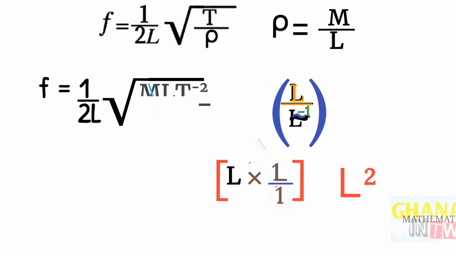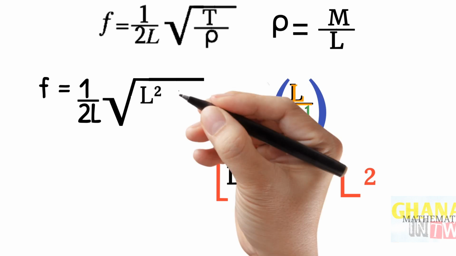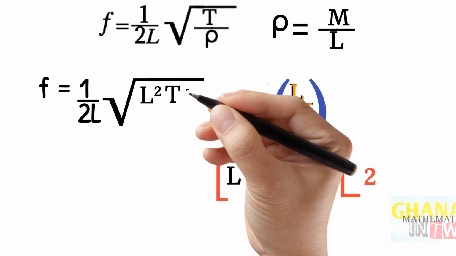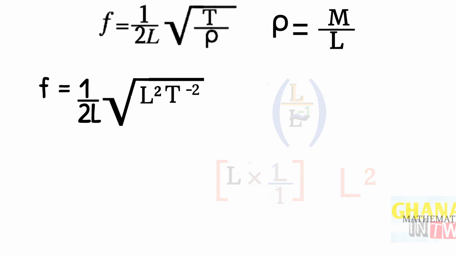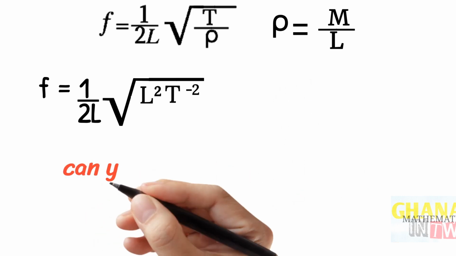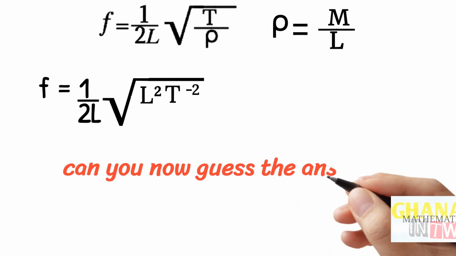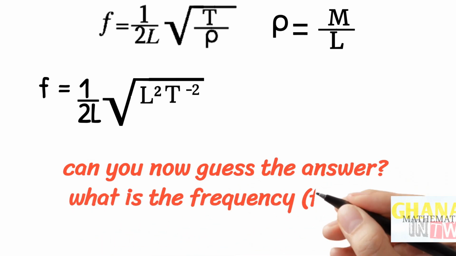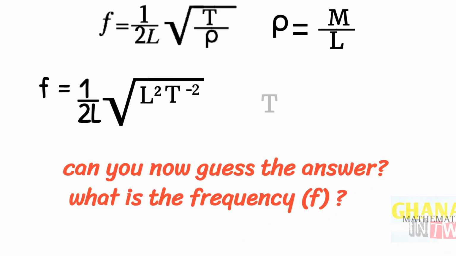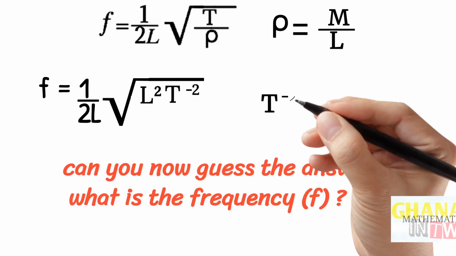Whenever the same number or the same variable is multiplying, we will add their exponents because it is multiplication. So L raised to the power 1 plus 1 is L raised to the power 2. This is a rule in indices. So we have L raised to the power 2 multiplying the negative square of the time t. Now, I hope you can guess the answer. Can you? What will be the frequency?